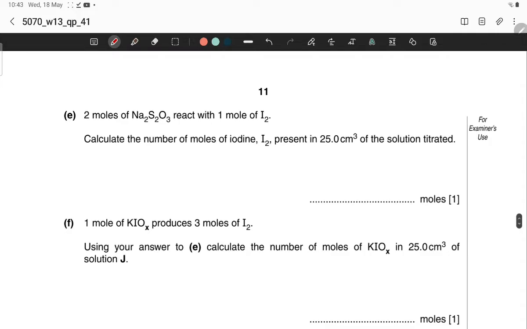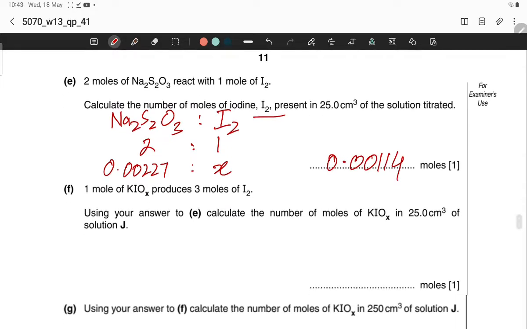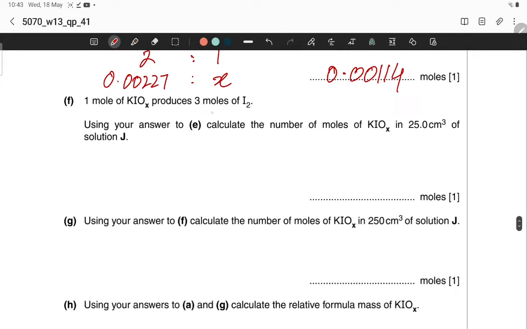Now 2 moles of sodium thiosulfate react with 1 mole of iodine. Calculate the number of moles of iodine present in 25 cm³ of solution J. The ratio of Na2S2O3 to iodine is 2 moles to 1 mole. So the sodium thiosulfate moles are 0.00227, and the iodine moles are x. Cross multiplying, we get 0.00114.